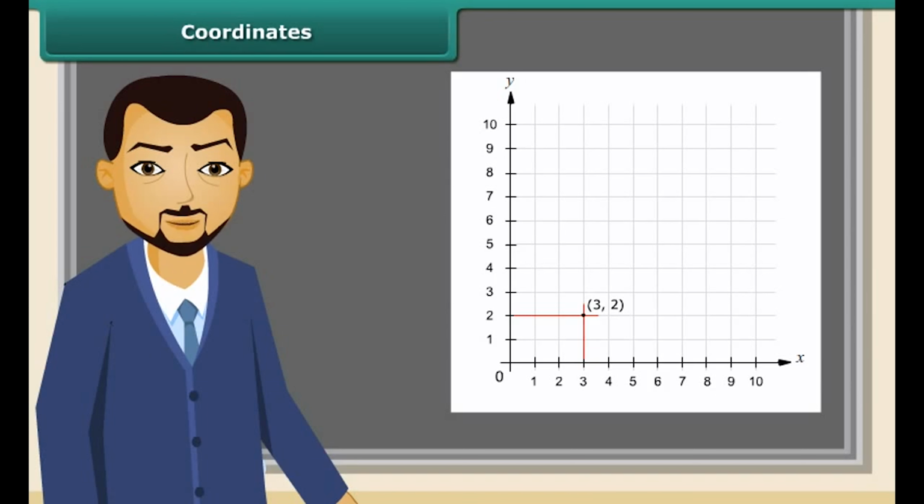3 is called the x coordinate of the point. 2 is the y coordinate of the point. We say that the coordinates of the point are 3, 2.